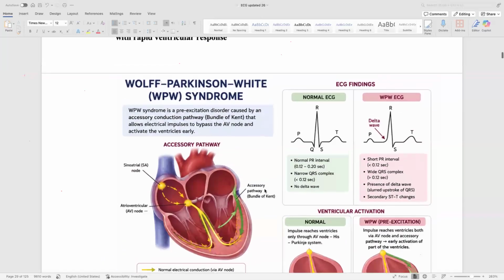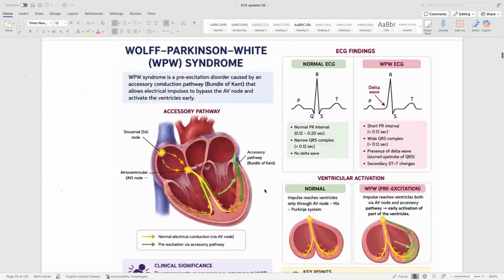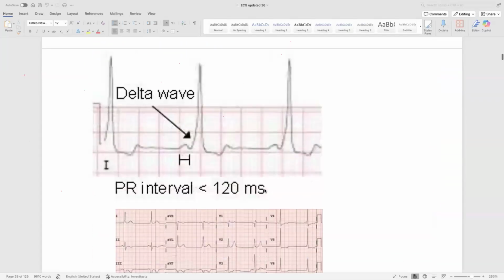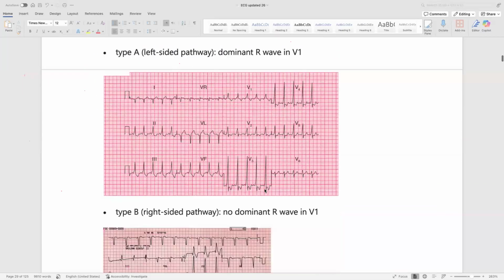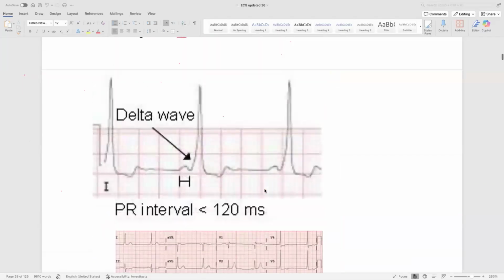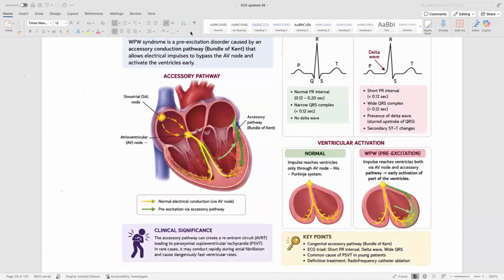Type B WPW syndrome is the same as the normal pathway. It is coming from the accessory pathway here. So it is the same as the normal pathway, right? In type B WPW syndrome, the R wave in V1 will be negative because it's a normal axis.